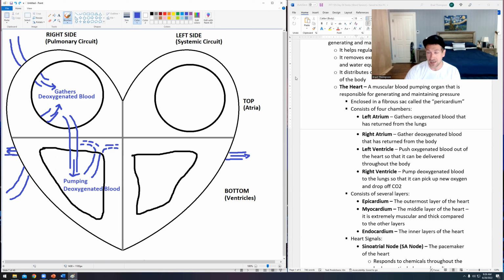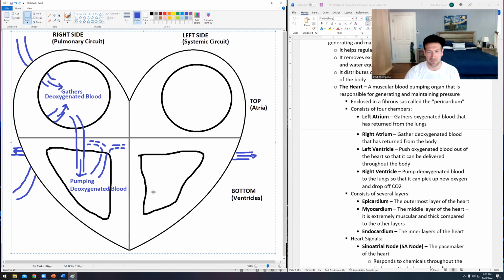So then blood's going to come back this direction. I'm going to move my drawing one more time just to give myself a little more room again. Trying to make sure this is big enough for you guys to see. So then blood's going to come back from the lungs, and this time it's going to be bright red. So this is going to be highly oxygenated blood.